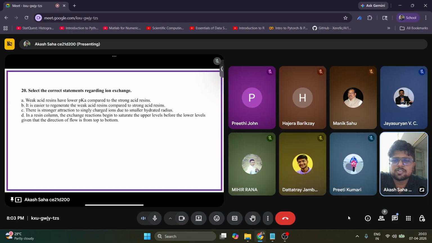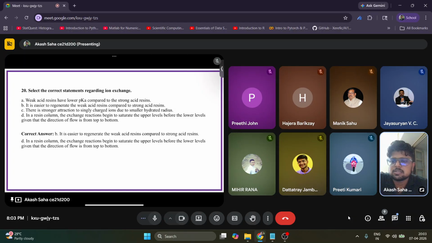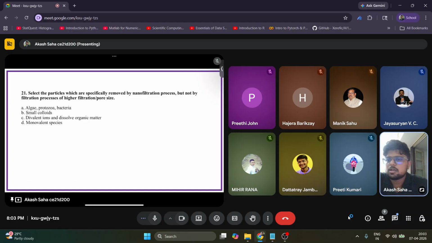Okay, so this problem also we have seen. I think the same problem is there, so let me skip this. Select the particles which are specifically removed by nanofiltration process but not by filtration processes of higher pore size: algae, protozoa, bacteria, small colloids, divalent ions and dissolved organic matter, monovalent species.